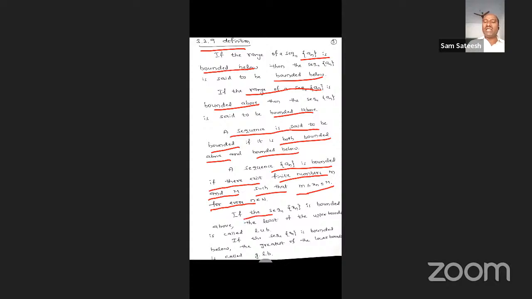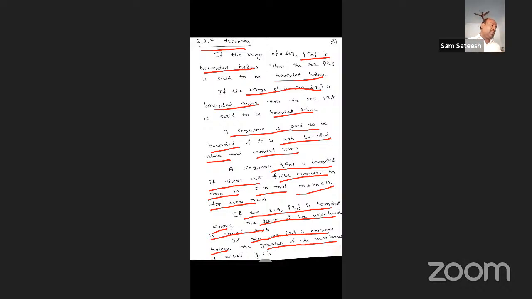If the sequence xn is bounded above, we will get the least of the upper bounds, which is called the LUB, least upper bound. If the sequence xn is bounded below, we will get the greatest of the lower bounds.